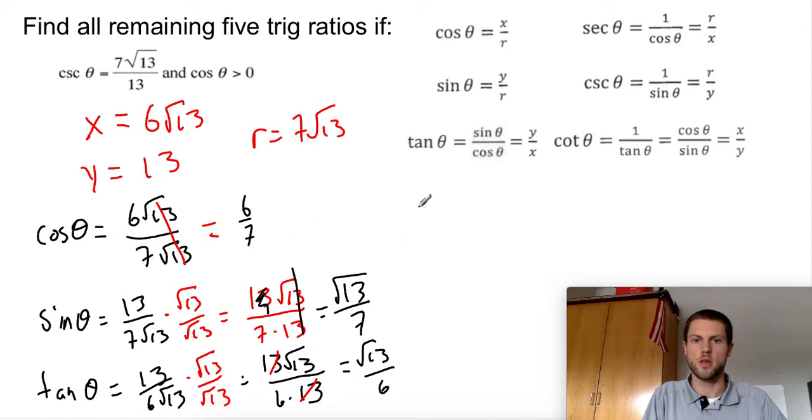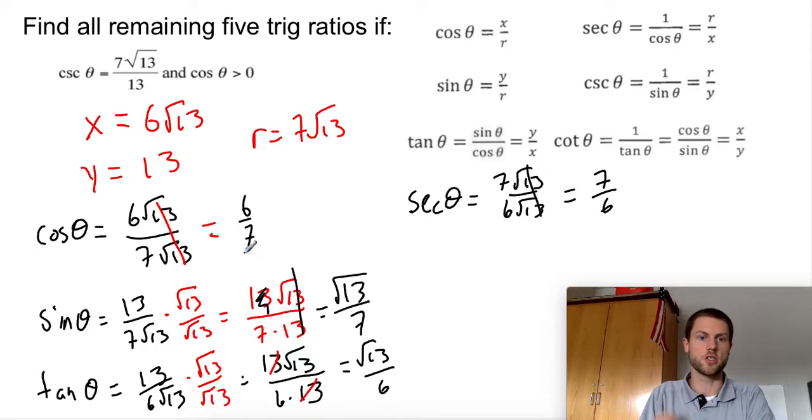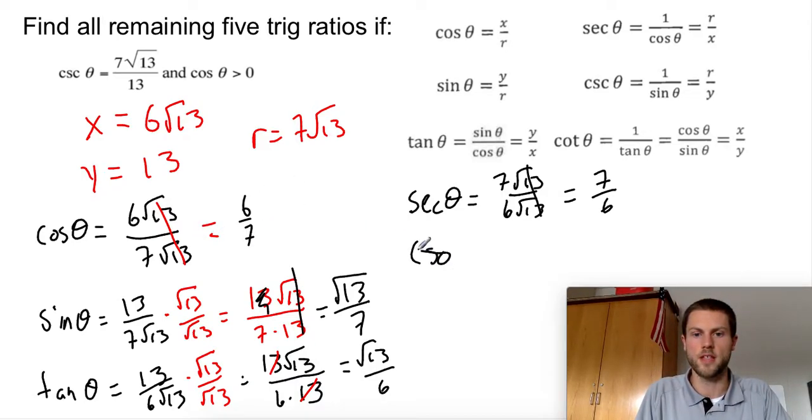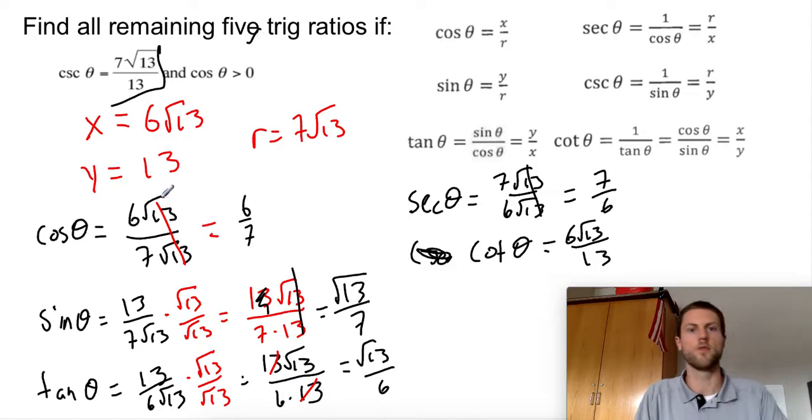Okay, so now let's do the secant of theta. Secant of theta is the r over the x. So here's my r, 7 root 13, over my x, 6 times root 13. Root 13's cancel, and I get 7/6. Could have also said that that's just the reciprocal of cosine of theta. Either works for me. The cosecant of theta, that's already given to me. So boom, there it is. And then finally, the cotangent of theta is going to be the x over the y, so I've got 6 root 13 over 13. And that takes care of all 5 of these trig ratios.